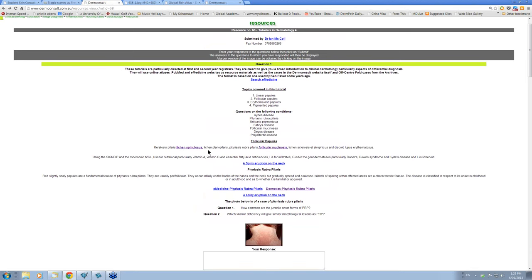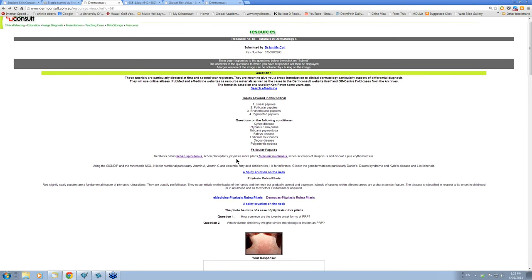So, other follicular papules: lichen planopilaris. Again, we typically see this in the scalp area, but you can see it elsewhere. There's usually a degree of scale and some degree of follicular plugging that you're going to see in this.